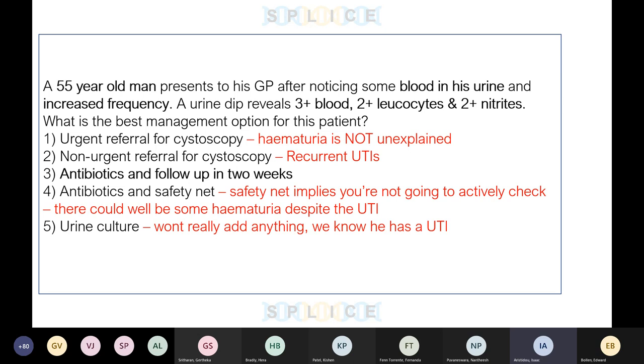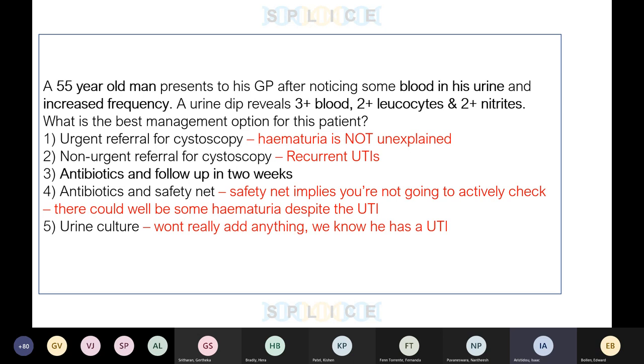I don't think you'd get anything this hard. It would be a barn door 2 week wait referral, but I'm just trying to get you guys thinking. The antibiotics and safety net: safety netting is good, like if he sees blood in his urine again and comes back, but it just implies you're not actively checking. So there could be some underlying microscopic hematuria, for example. But basically the referral criteria are unexplained visible hematuria.